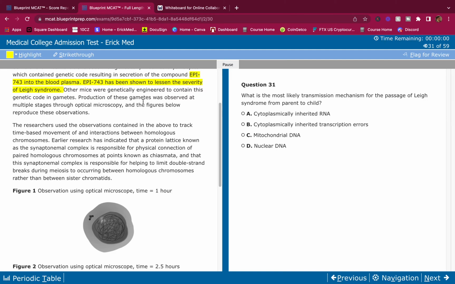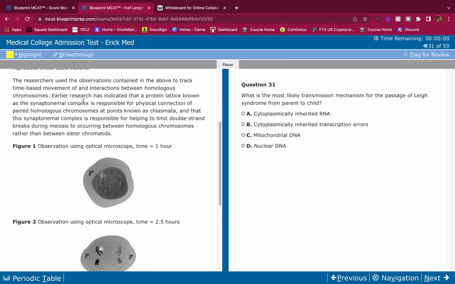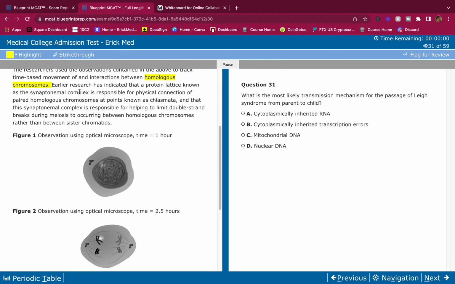Other mice were genetically engineered to contain this genetic code in gametes. Production of these gametes was observed at multiple stages through optical microscopy, and the figures below reproduce these observations. The researchers used the observations contained in the above to track time-based movement of and interactions between homologous chromosomes. Okay, they're looking at these homologous chromosomes. See what's going on here. What's the movement of homologous chromosomes?